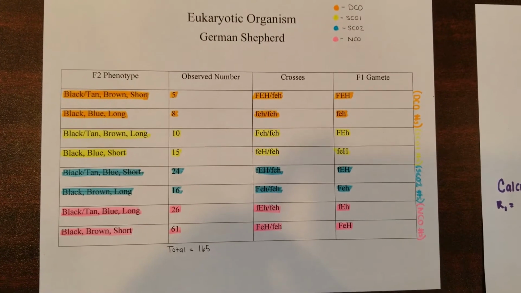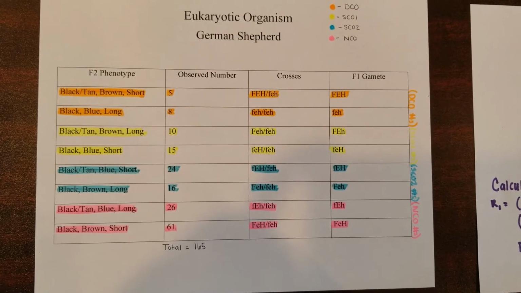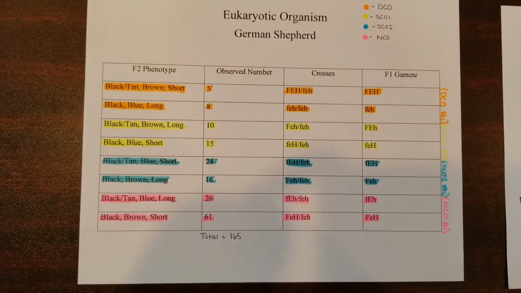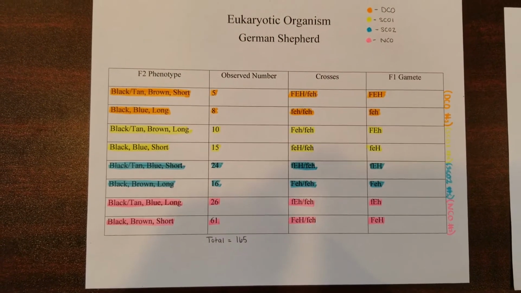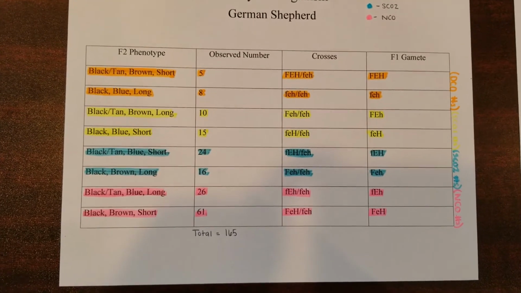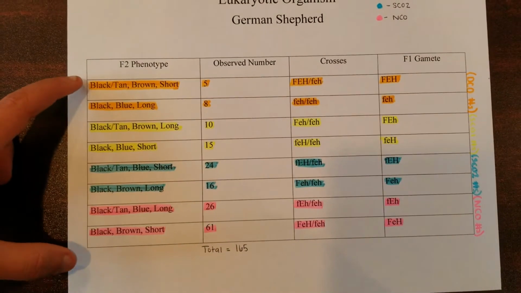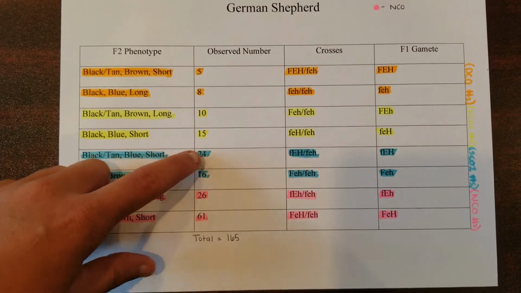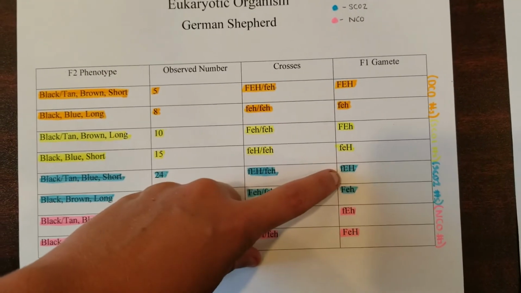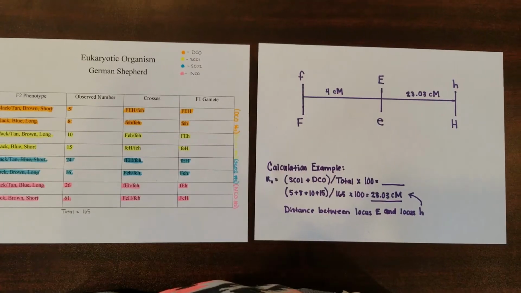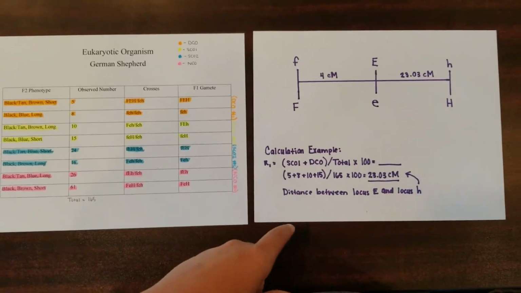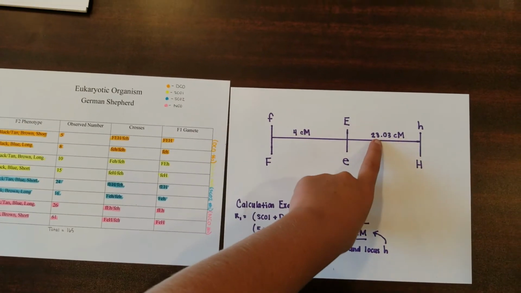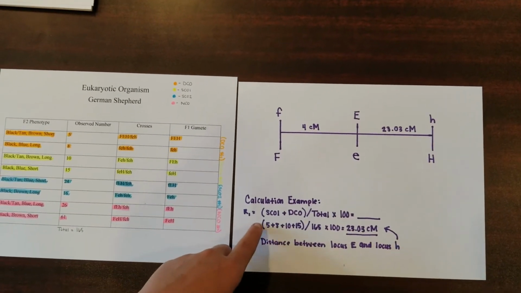Now that we have determined which ones are DCOs, which ones are SCO1s, which ones are SCO2s, and which ones are NCOs, I am able to put them in a chart so that you can tell the different possibilities of each of these, along with their observed numbers, what they're crossed with, and their F1 gamete. Finally, we are able to discuss our map. So here is our final map. This is the one that we're going to show in the example.